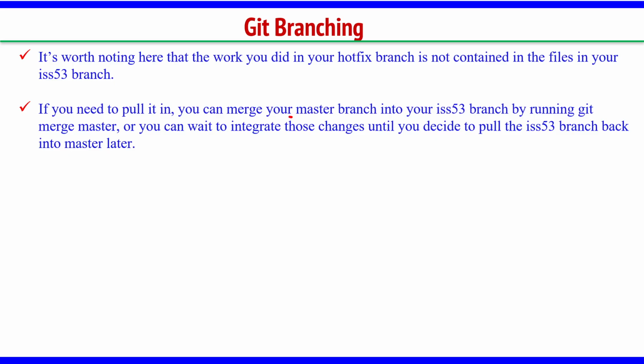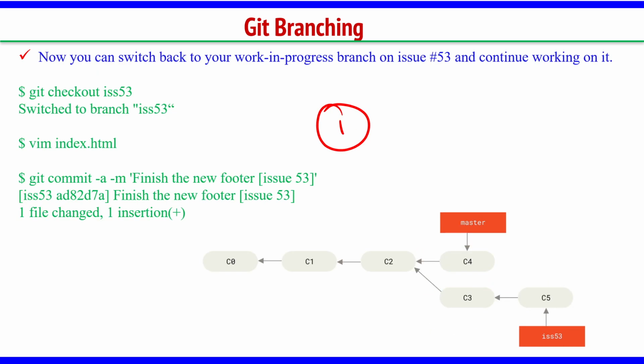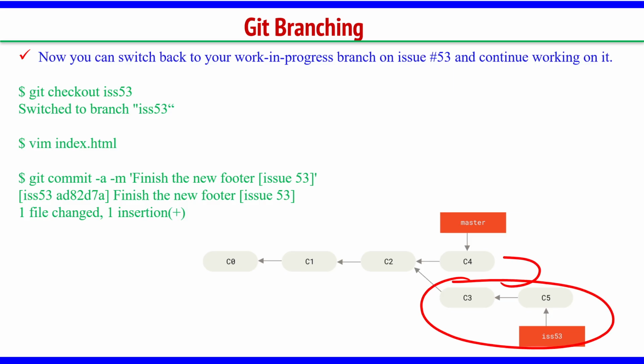You can merge your master branch into your issue number 53 branch, or you can wait to integrate those changes until you decide to pull issue number 53 into master later. What you can do here? See, option number 1 is bring this C4 to this commit, this sub branch. Merge this C4 changes into this sub branch, or else take these two changes into main line. Anyway, you have to do it.